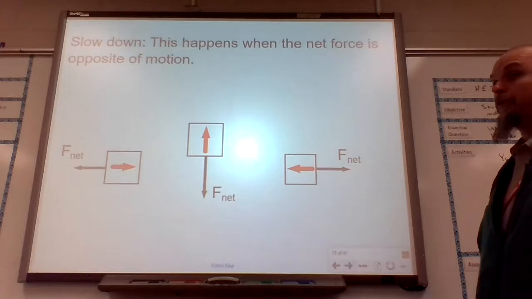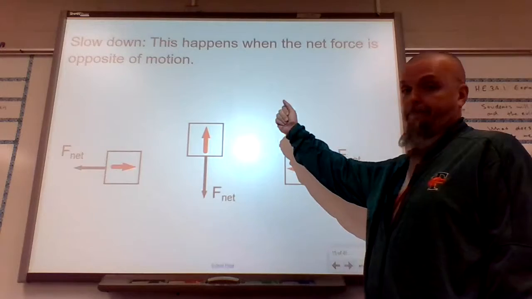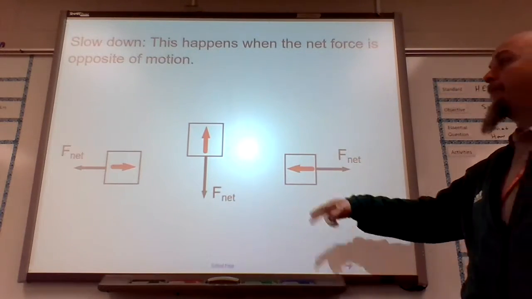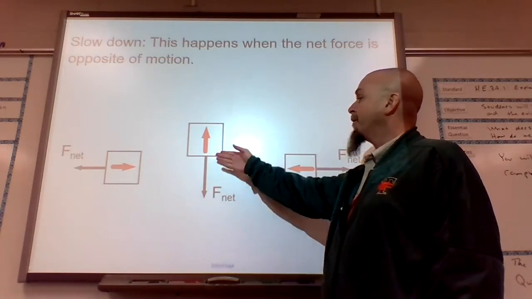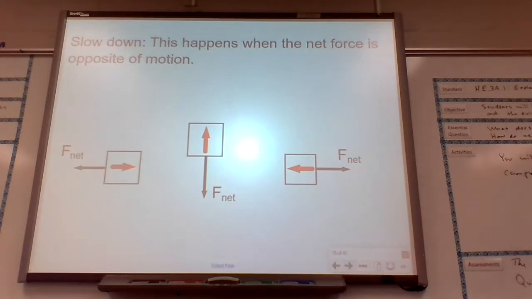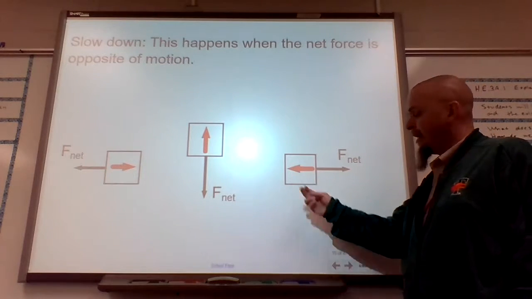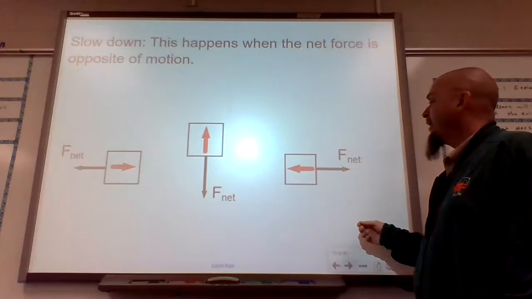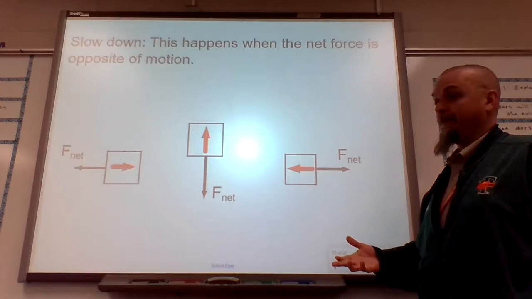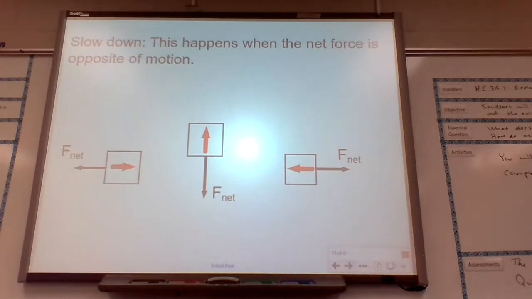Let's apply some real-world examples to both of these scenarios. This would be throwing a ball upward into the air. When you throw a ball up, it is moving up, but gravity would be pulling down on the ball. Gravity would be applying a net force that's opposite of motion, and it would be slowing that ball down. If I roll a ball to the left across the floor, that ball will immediately start slowing down because friction would be applying a net force opposite of motion, making that ball slow down.